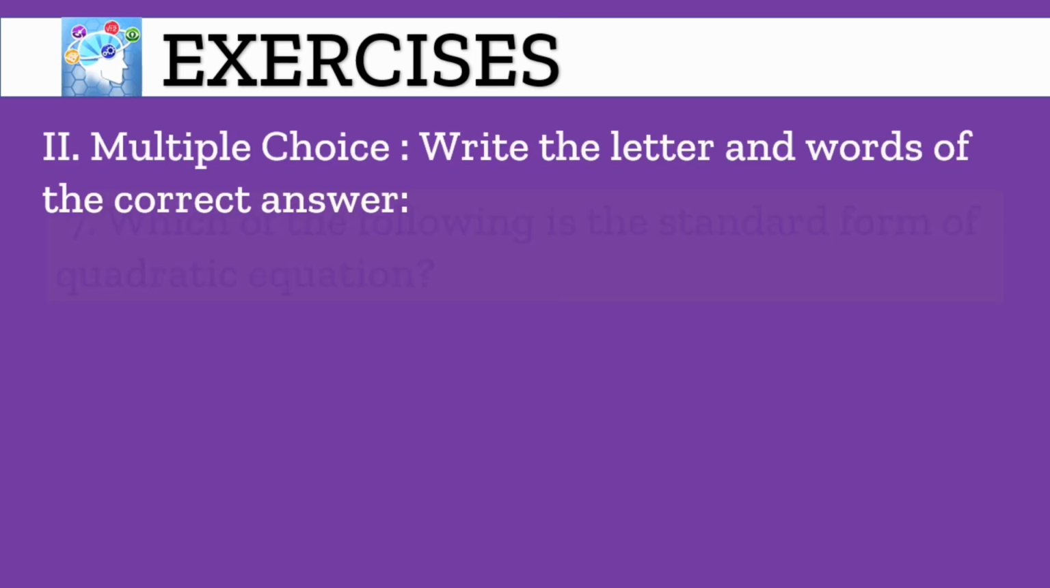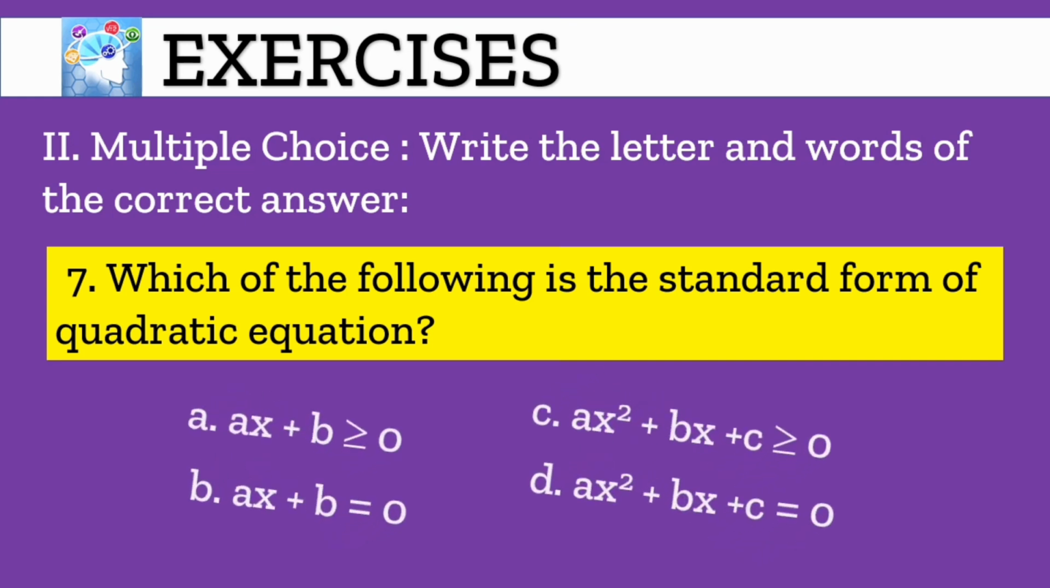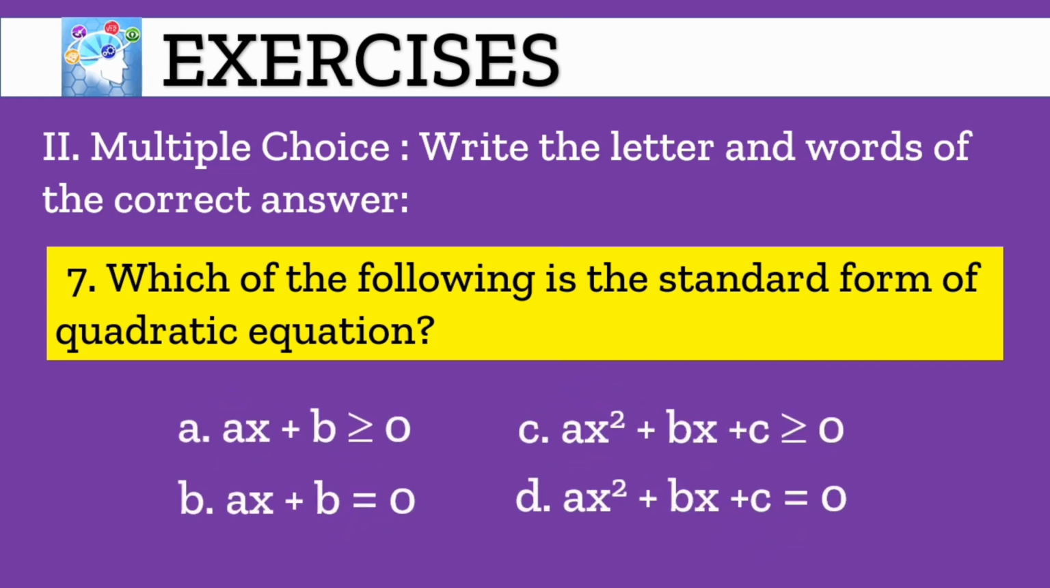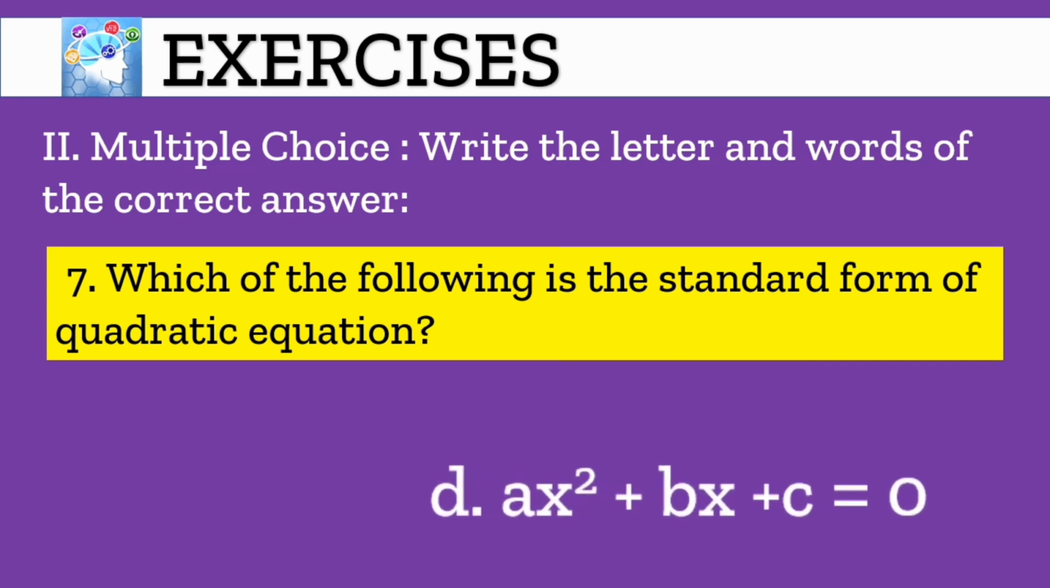Number 7 question. Which of the following is the standard form of a quadratic equation? Is it A, ax plus b greater than or equal to 0, B, ax plus b is equal to 0, C, ax squared plus bx plus c is greater than or equal to 0, or D, ax squared plus bx plus c is equal to 0? What will be the answer? The correct answer is, yes, you're correct, D, ax squared plus bx plus c is equal to 0.